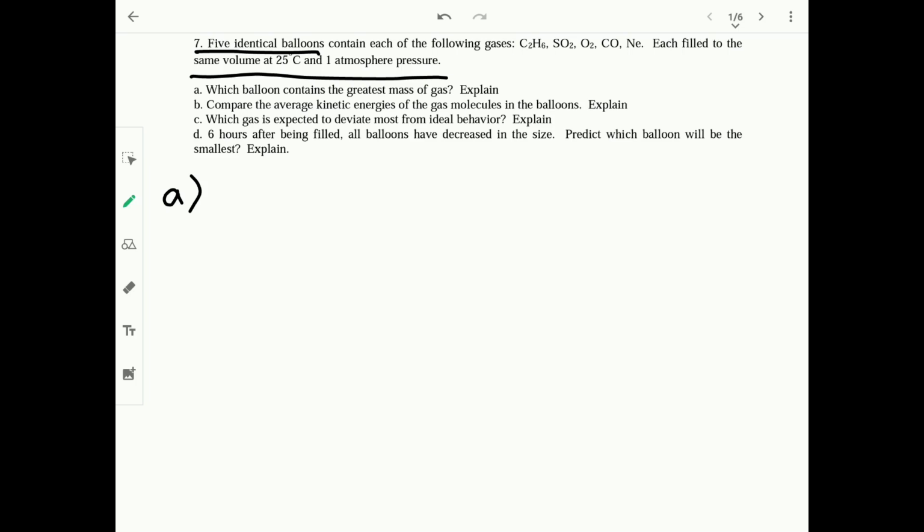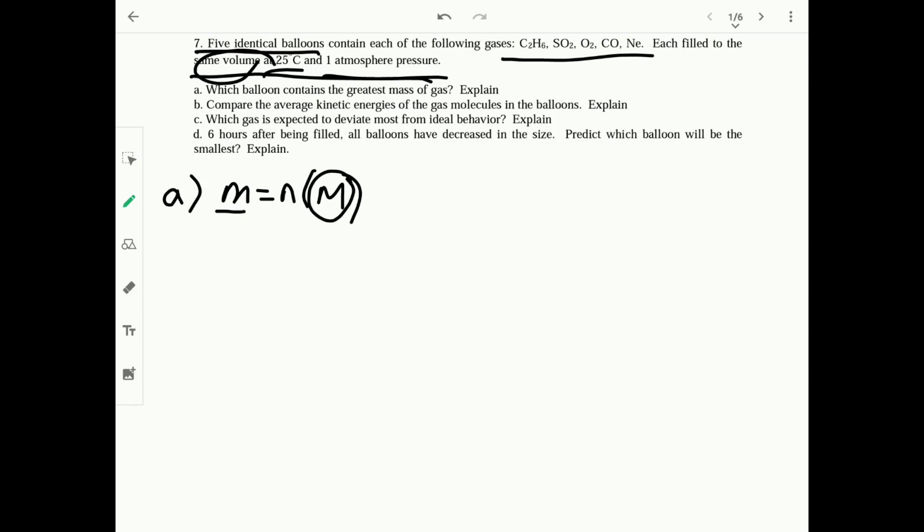Well, we should know that Avogadro's hypothesis says that when you have equal volumes of gas, at the same conditions, so same temperature, same pressure, then they have the equal number of moles, right? Now, if you all remember, mass is equal to the number of moles times molar mass. So now what does our mass depend on? If the number of moles are the same between all 5 of these gases, it depends on the molar mass.